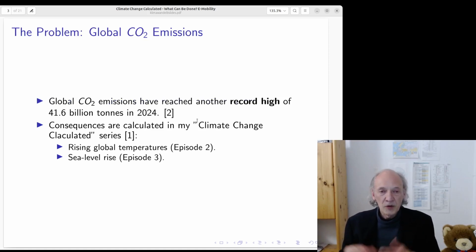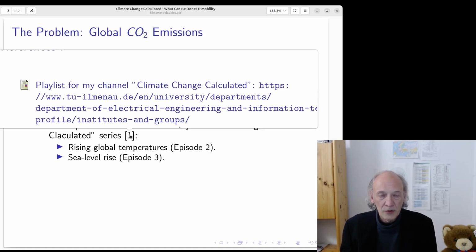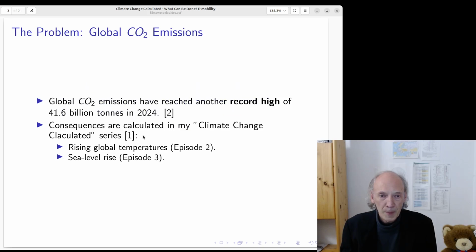The consequences of this increased CO2 are calculated in my Climate Change Calculated series, which you can find listed on our university website. In episode 2, I compute the rising global temperatures, and in episode 3, I compute the sea level rise. What's interesting is that you can compute those yourself with simple school mathematics and physics. For these effects, you don't need sophisticated models, just school physics is sufficient.